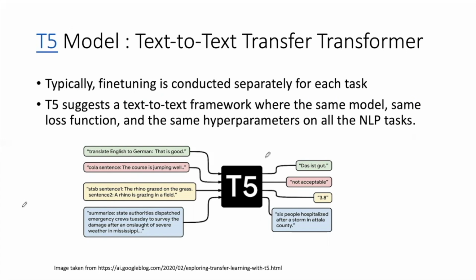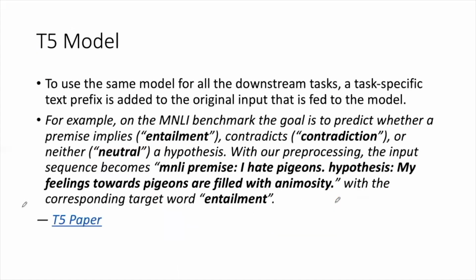The way they do that is both the input and the output are treated as strings. Let's say we have a use case where the output needs to be a real number. Even then, we treat it as a string and try to predict it. If it's a real number, we convert it to a string. If it's a class, we convert it to a string. If it is a sentence, that is anyway in the form of a string. So this is the formulation in which the T5 model is built.